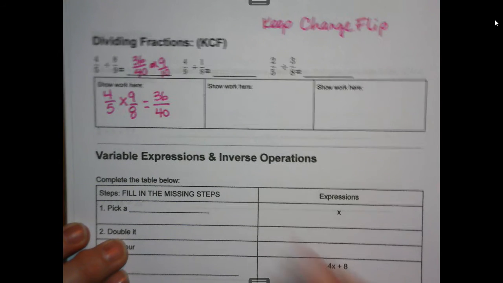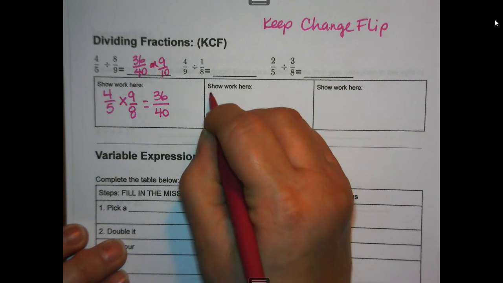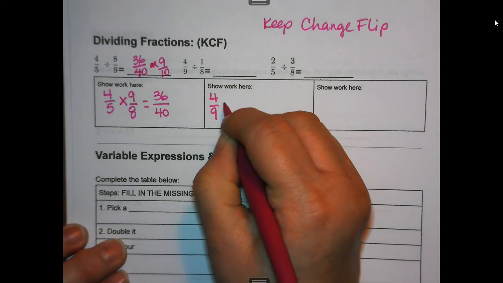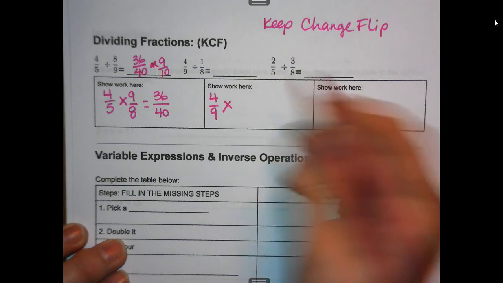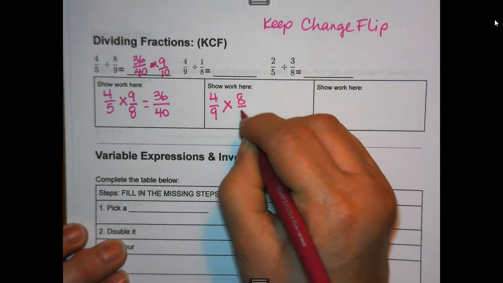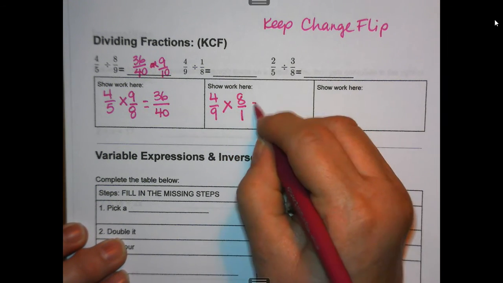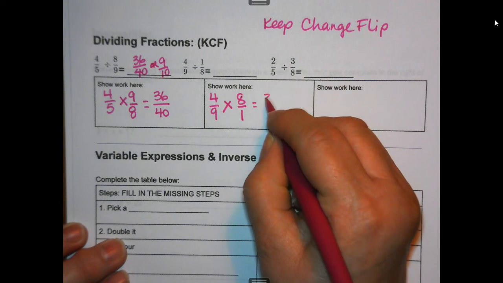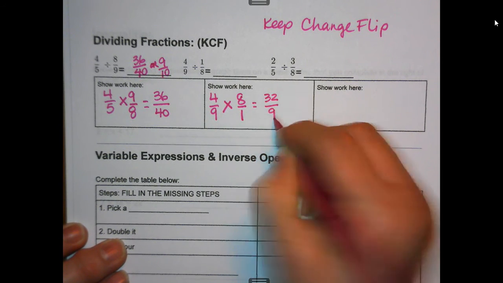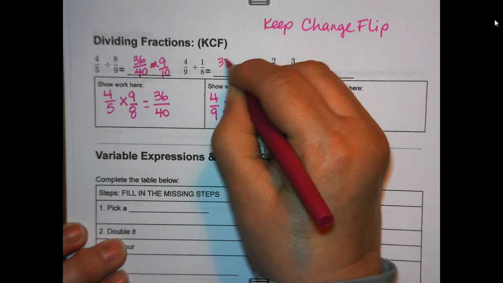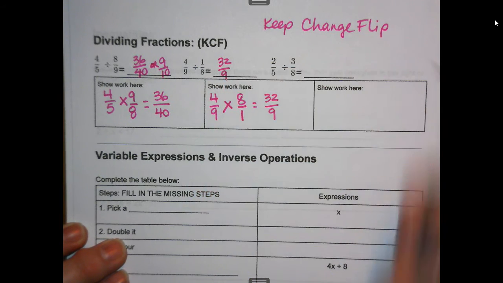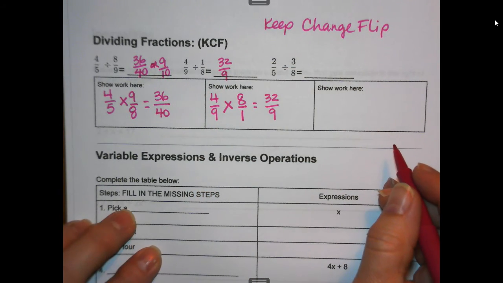The next problem that we have to do, 4/9, change to multiplication, flip the second fraction, multiplying straight across, 32 ninths. And again, I can write that up here. As a 6th grade teacher, I'm fine with you doing what you're doing here.